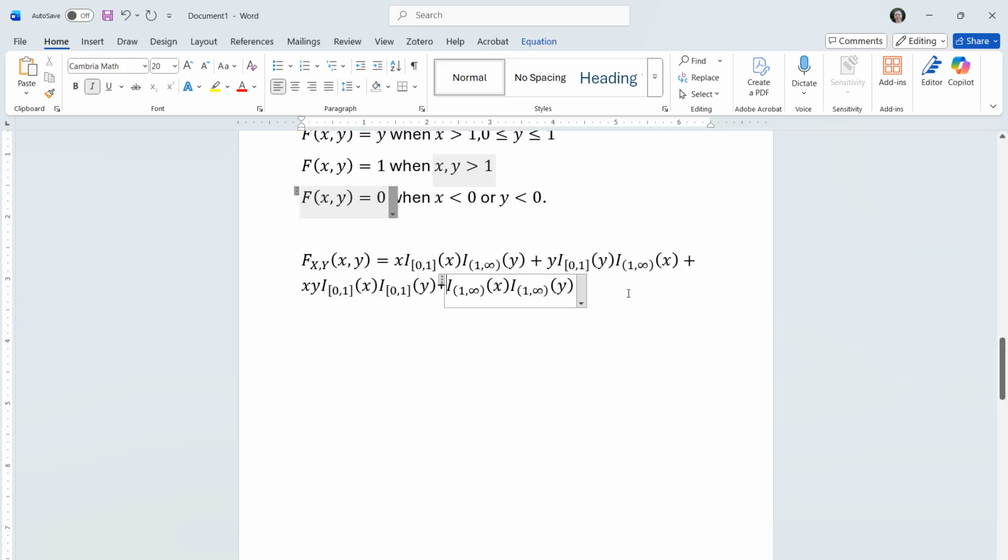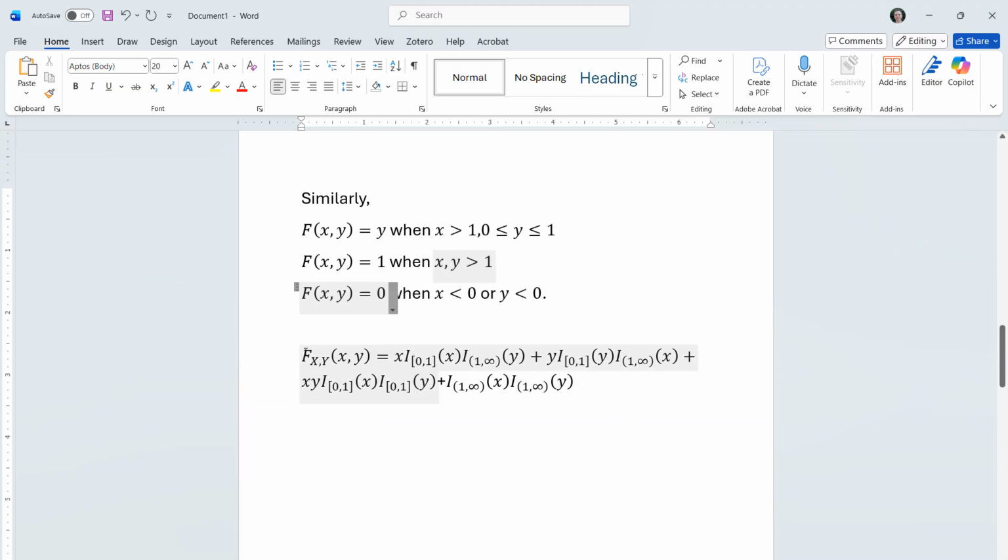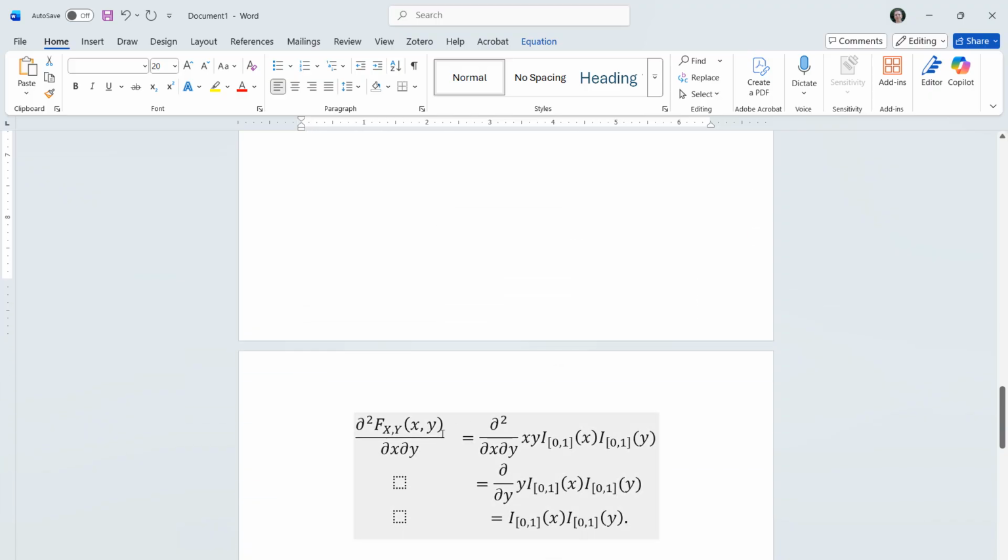I also want to take this opportunity to ask: if we had the joint CDF, how would we use that to find the joint PDF? And so I'm going to kind of simplify it for us. But basically, if we have this joint CDF right here, to find the joint PDF, we want to take the partial derivative of that with respect to x and also with respect to y.